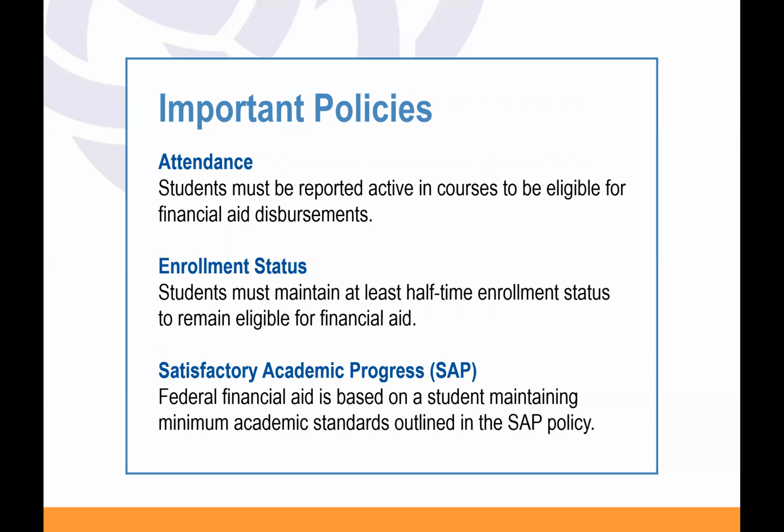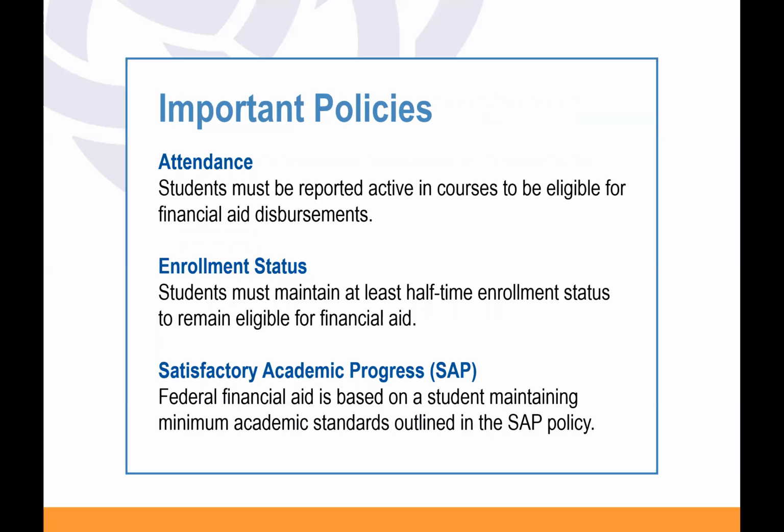Next would be enrollment status. Students must maintain at least half-time enrollment status to remain eligible for financial aid. For undergrad students, you must be registered for a minimum of 6 units per semester. That will be considered half-time. For graduate students, it will be 3 units each semester. So that's considered half-time. If you are registered for 5 units, that would be full-time for graduate students. So just be mindful of that as well. Make sure you stay connected with your academic advisor about that, to make sure that you're always at least half-time to be eligible for financial aid.